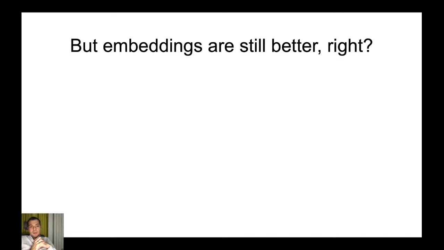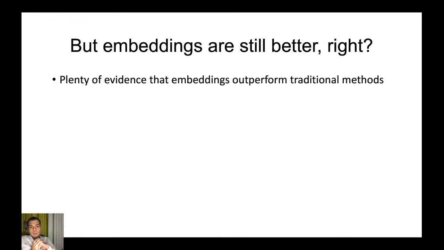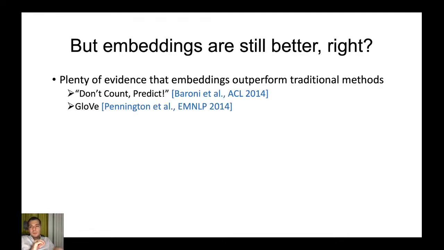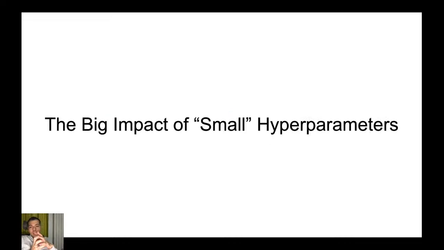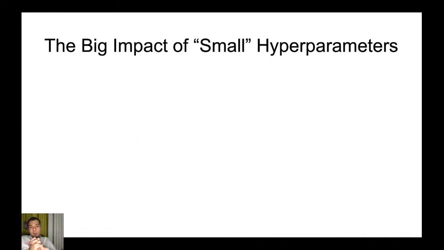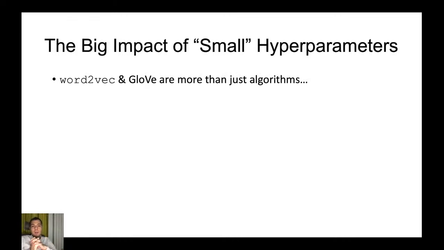Okay, so in this paper they prove that there is a mathematical equivalence between neural word embeddings and word context matrices based on count statistics. And actually, in practice, we see a lot of evidence that word embeddings outperform traditional methods. So there are at least these two papers from ACL and EMNLP 2014. Well, it seems that the story from this journal paper that we are discussing now is a bit contradictory, but actually the difference or the contradiction can be explained by the fact that there is a very big impact of the small hyperparameters involved in these models. So now we focus on this in more detail.